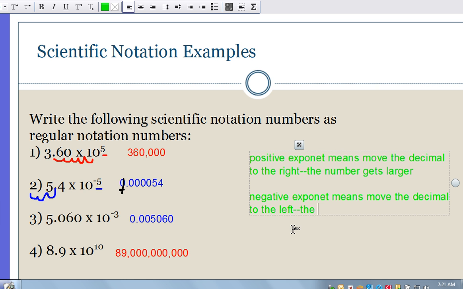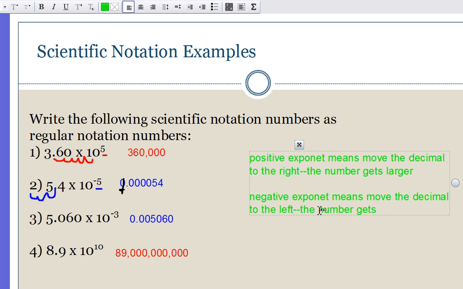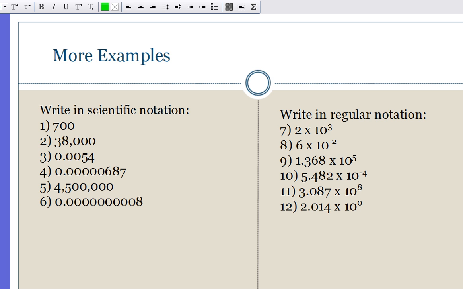So this means the number gets smaller. Alright, so there's some more examples I want you to try to do on your own. So hit pause, work out these examples, and then once you think you have the answers down, unpause and you can see the answer key. So make sure you work these on your own first.